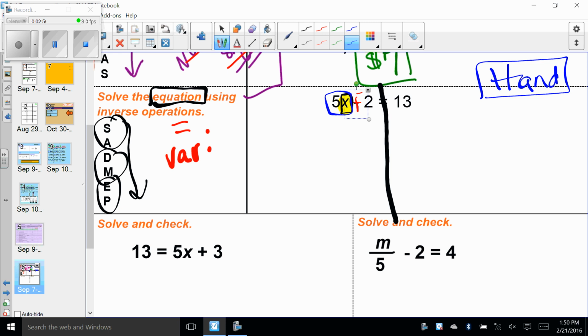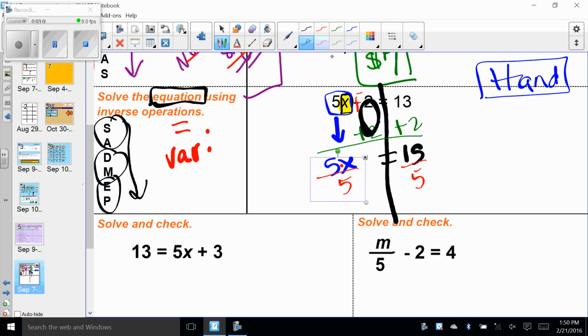So to get rid of that, we're going to do the opposite of negative. We're going to add 2, copy, paste. Working down then, if I haven't used it, drag it down. We have 0. On the right-hand side, we have 13 plus 2 is 15. Triangle problem here then. The opposite of multiplication is division. Copy, paste. Working left to right then, we have 1 x equals 3. Answer is x equals 3.